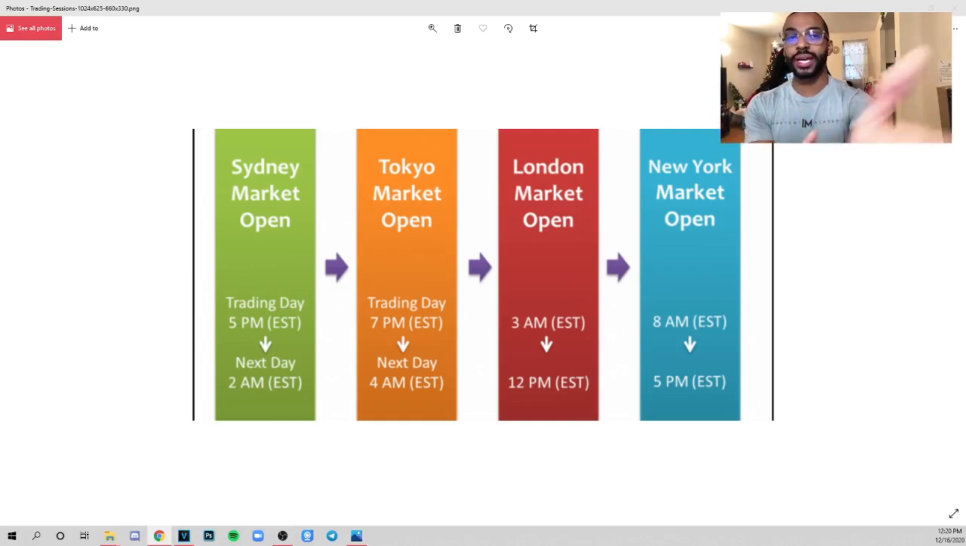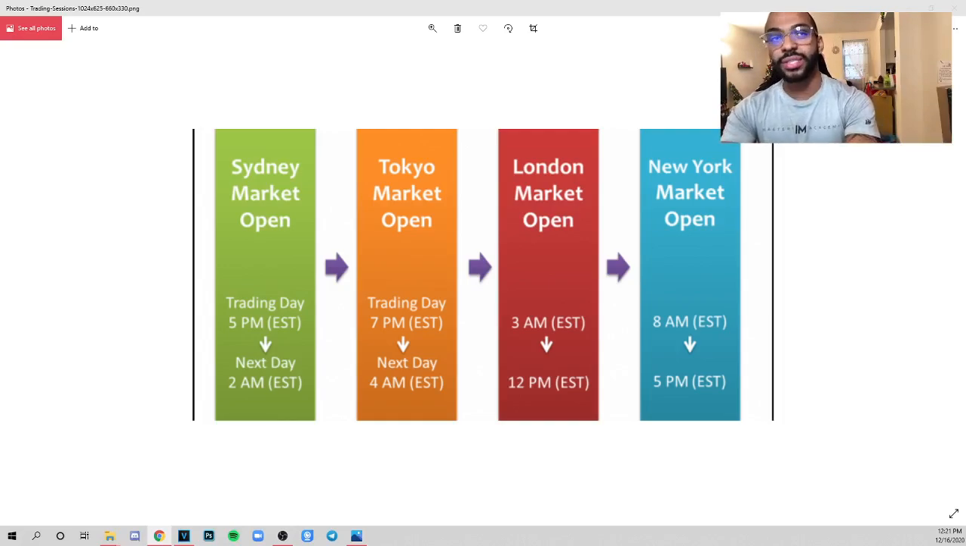So the New York session, as you guys see here, it's the blue one. It runs from 8 a.m. to 5 p.m. So 8 a.m. Eastern Standard Time to 5 p.m. Eastern Standard Time. We're looking over to the left. The London session runs on London business hours. Now, this whole example is based on Eastern Standard Time.